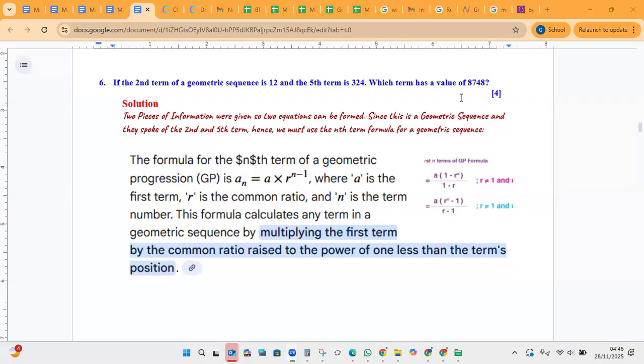So in order to find which term has 8,748, which position 8,748 occupies, we need to use this formula, but we need to know what A and R are. That's two variables, two unknowns. This is why two pieces of information are given, so that we can have simultaneous equations and solve for A and R. And then we can find the n for 8,748.